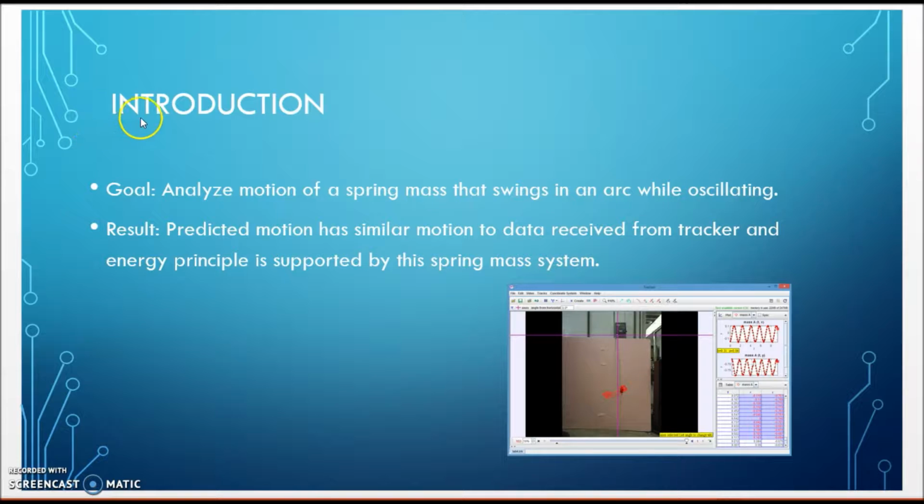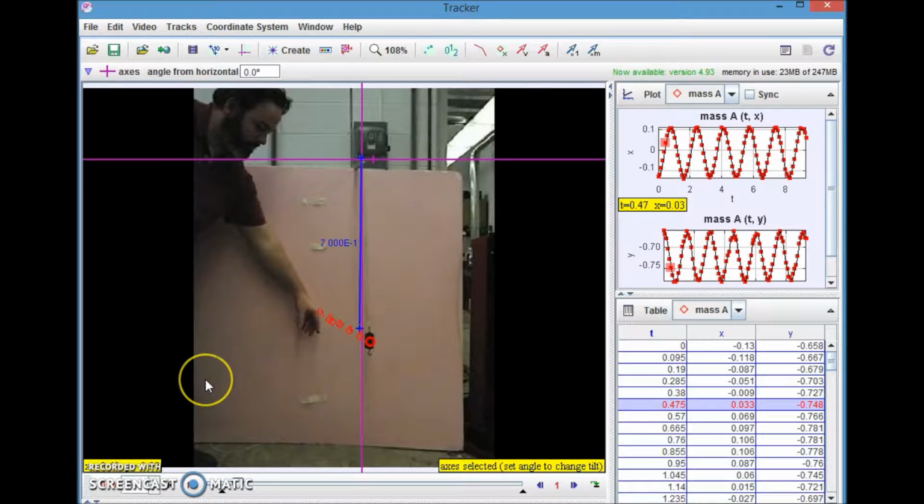The goal of this lab was to analyze on Tracker the motion of a spring mass that swings in an arc while oscillating, then use VPython to predict the motion while keeping in mind the energy principles and Newton's second law. The result was that the predicted motion was similar to the observed, and the principles were supported by the spring mass system. Here's my Tracker video.